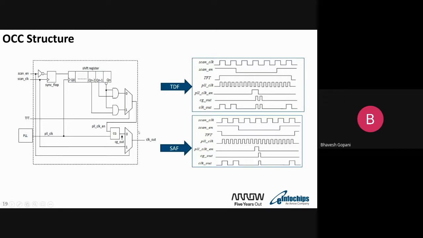So this is the basic structure. The PLL clock enable is again generated by a sync flop and shift register circuitry. Based on different configurations, and on the enable width, it can create n number of pulses. So this is a very basic structure of OCC.